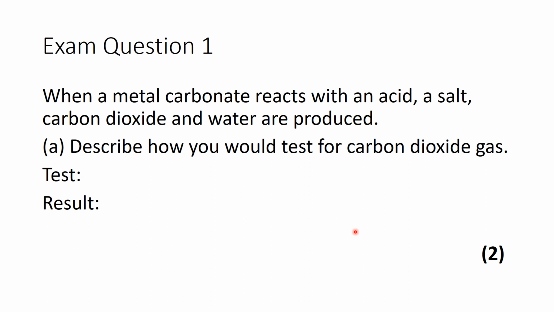Let's look at some exam questions then. Here's a real AQA exam question. We're going to go through this slowly and steadily. Again, once I've run through the question, please pause the video and give this a go yourself. When a metal carbonate reacts with an acid, a salt, carbon dioxide and water are produced. So it's telling you that you've got a metal carbonate and you're reacting with some kind of acid, you form a salt, carbon dioxide and water.